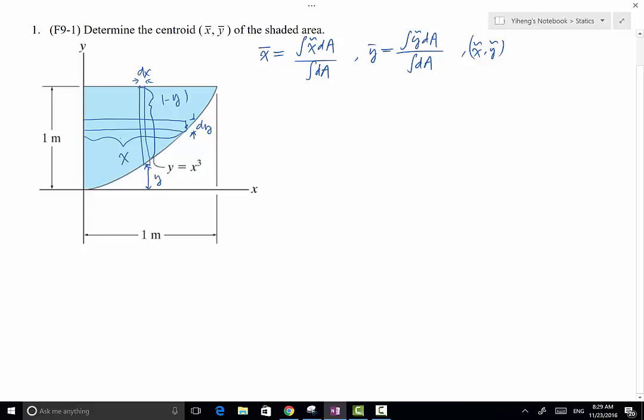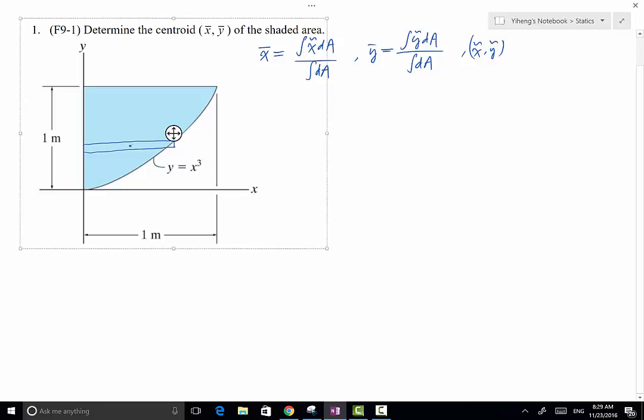While I can choose either the horizontal or the vertical strip, I'm going to choose the horizontal one for this problem, just so that I don't have to deal with the 1 minus y in the vertical strip. So this is my differential element. It's a rectangle, therefore its centroid location is easy to find. It's right there in the geometric center right here.